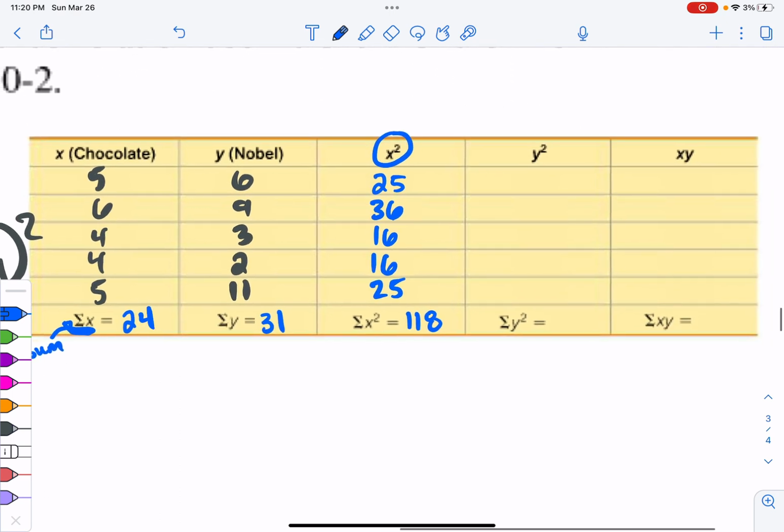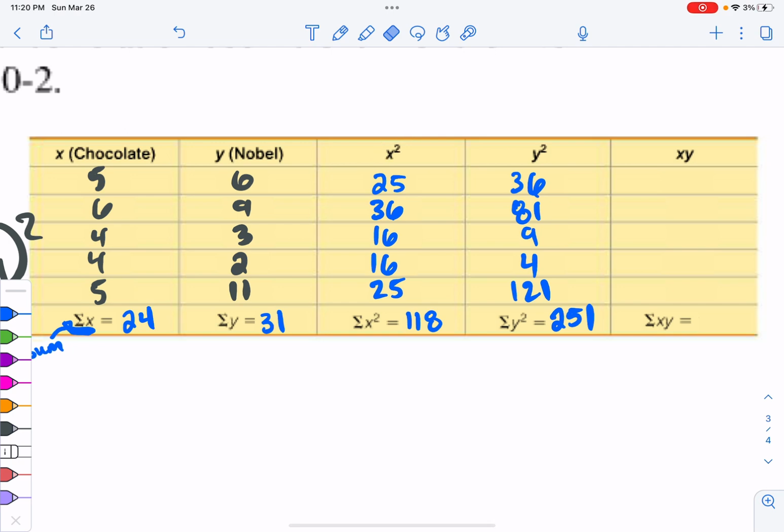All right, squaring the Y's is taking these guys and squaring them. So 36, 81, 9, 4, and 121 is what those guys are. The sum is 251. Let me check that again. We don't want to screw something up, otherwise everything will just snowball from there. Okay, 251.